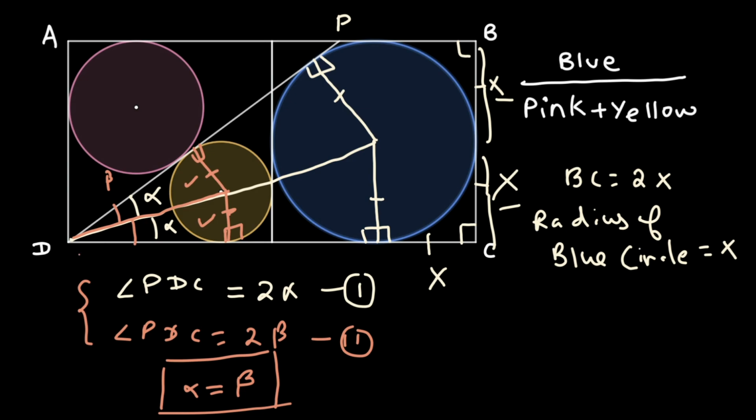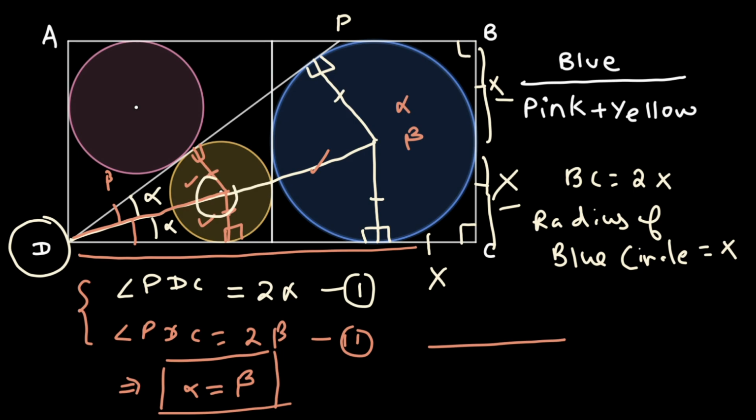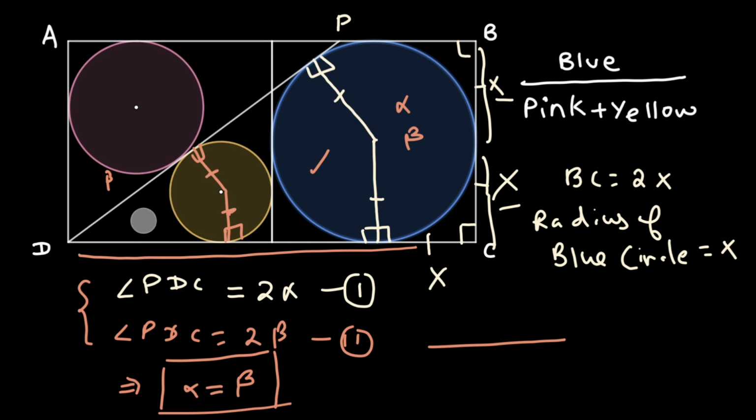So suppose I take DC as the base. Now what I can observe over here is that the slope of the white line is equal to alpha and the slope of this orange line is equal to beta. Now as we have got alpha equal to beta, this means both of these lines are ultimately upon each other. This means the point D, the center of the yellow circle, and the center of the blue circle are in a straight line. So I can just erase all these things and draw a proper straight line.